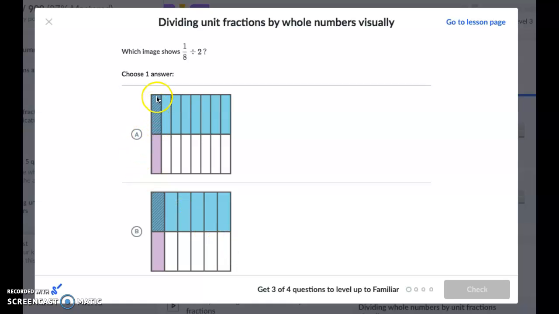So in here, purple is 1/8, and it is divided in half. So 1/8 is cut in half. So our answer is A.